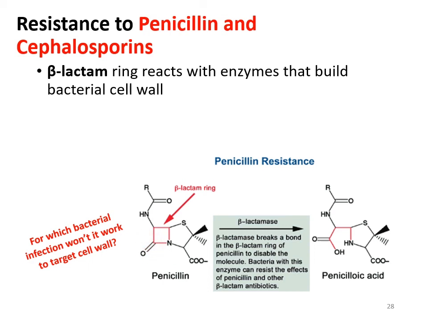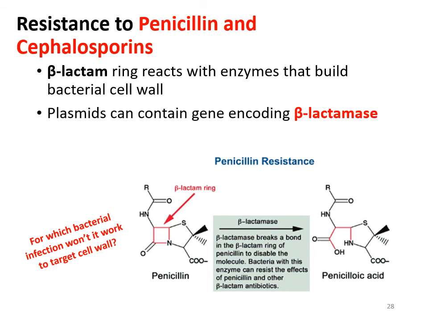So how would a bacteria resist this antibiotic? Well, what if it has the plasmid, like I just said, that can code for beta-lactamase, meaning what if it has the gene that ultimately makes the enzyme that cuts this ring open. And when this ring is cut open, it can no longer bind to the bacteria's enzymes, and it can no longer kill the bacteria.